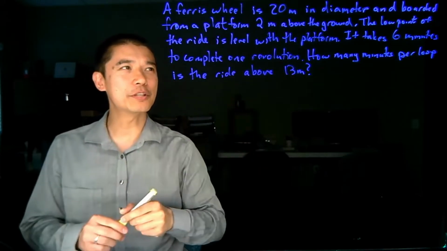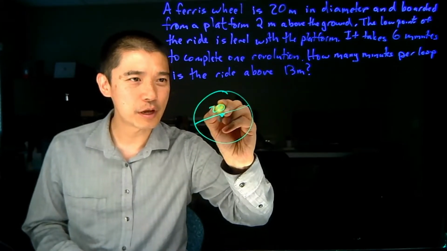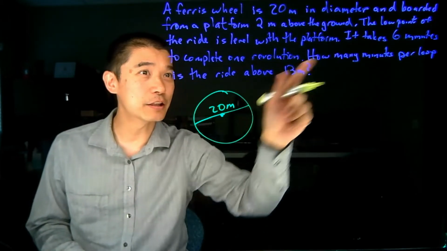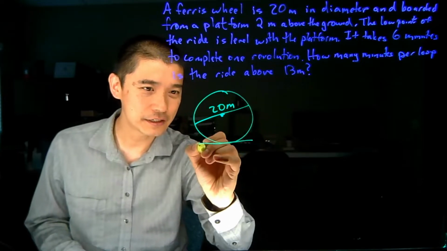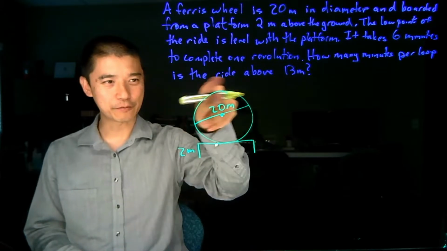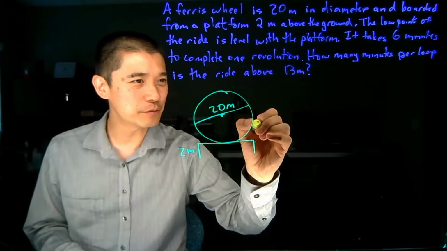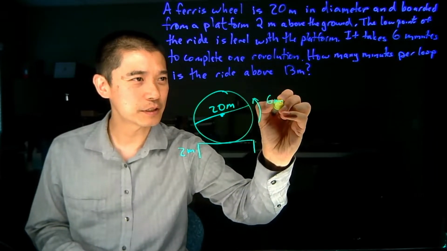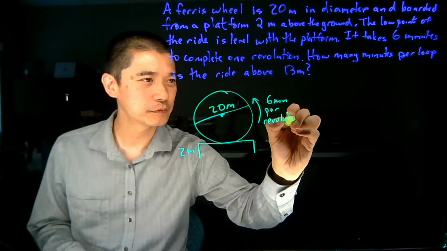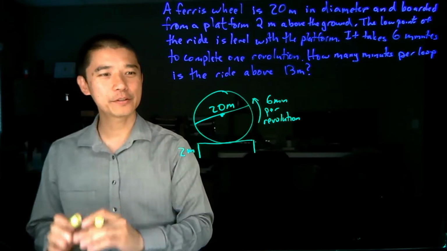A Ferris wheel is 20 meters in diameter. So here's our Ferris wheel, and we have a 20-meter diameter. It's boarded from a platform 2 meters above the ground, and the low point of the ride is level with the platform. So here's our picture. Here's our Ferris wheel. There's our 2 meters for the platform. It takes 6 minutes to complete one revolution. 6 minutes per revolution. How many minutes per loop is the ride above 13 meters?